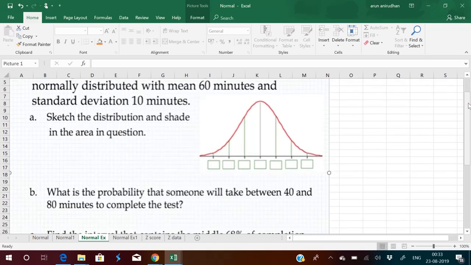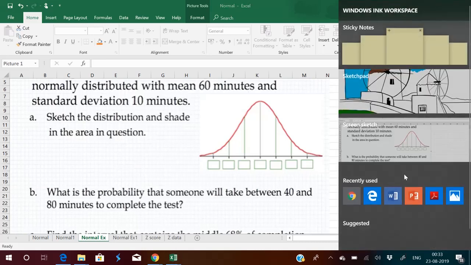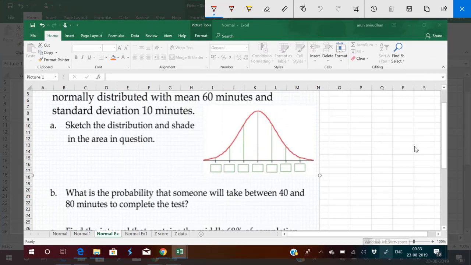So the next question is, what is the probability that someone will take between 40 and 80 minutes to complete the test? So where will this 40 and 80 come? Let us see that. So this is 60. So 80 comes here, 40 comes here. So what is the probability that someone will take between 40 and 80 minutes to complete?